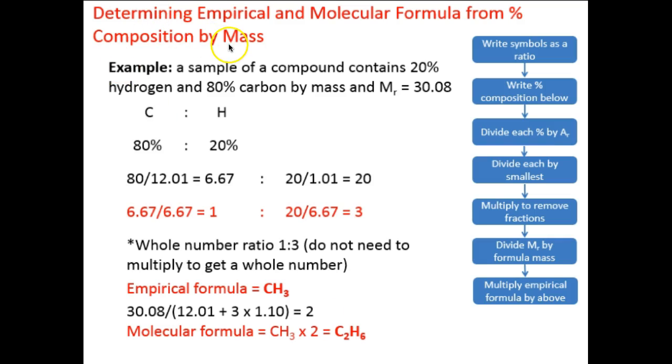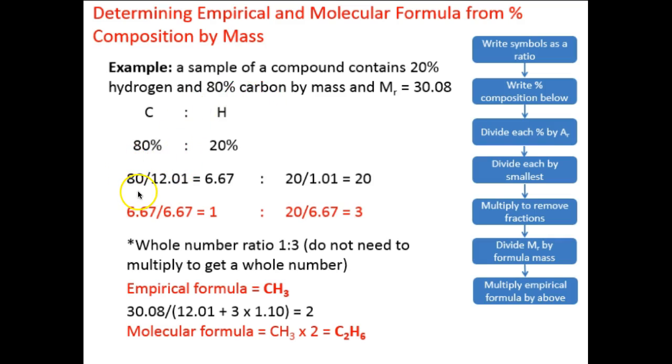Next, we want to look at how you determine the empirical and molecular formula from percent composition data. When you're given the percent composition, since the values will always add up to 100, we're going to make them grams. The first step is going to be to convert them into moles. So we're given a problem where we're given 20% hydrogen, 80% carbon. So first step is going to be to convert the percentage of hydrogen into moles and to convert the percentage of carbon into moles. So let's look at what we have.